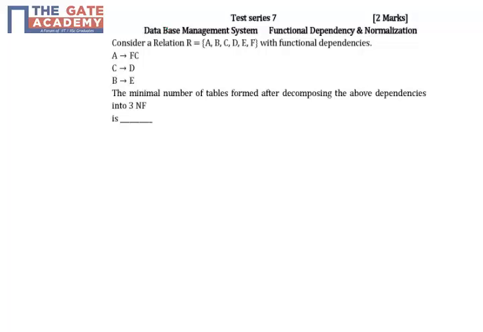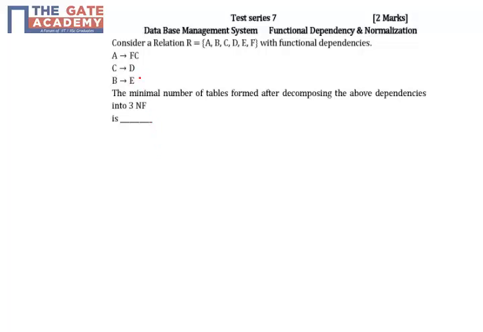Hello friends, this is a 2-mark question on DBMS on topic functional dependency and normalization. In the question, we are given a relation R with 6 attributes and asked what is the minimal number of tables formed after decomposing the above dependencies into 3NF.